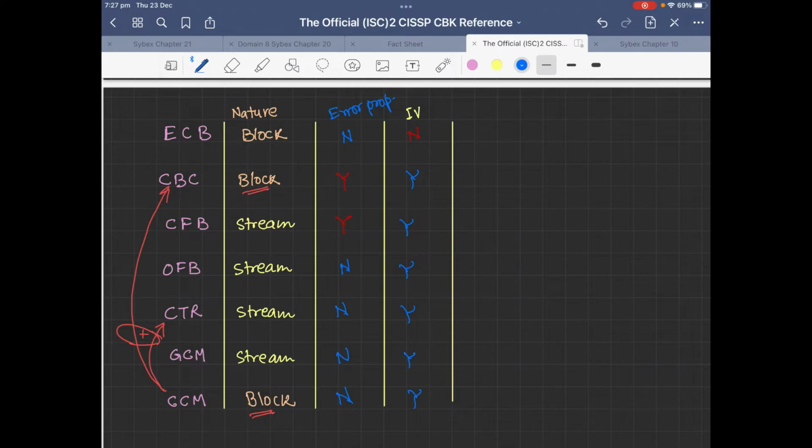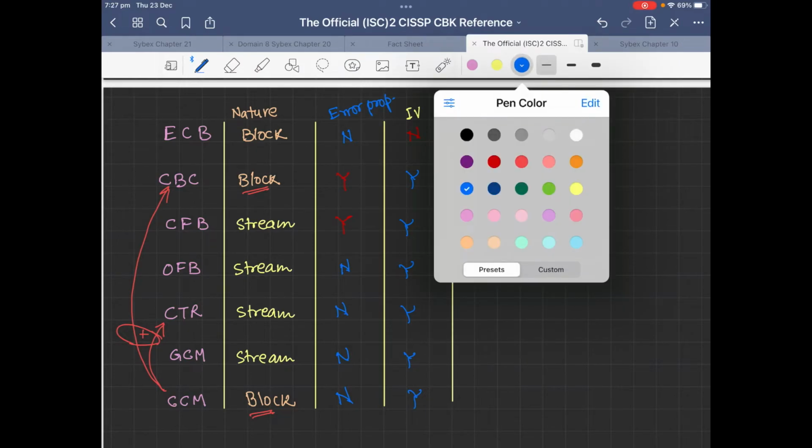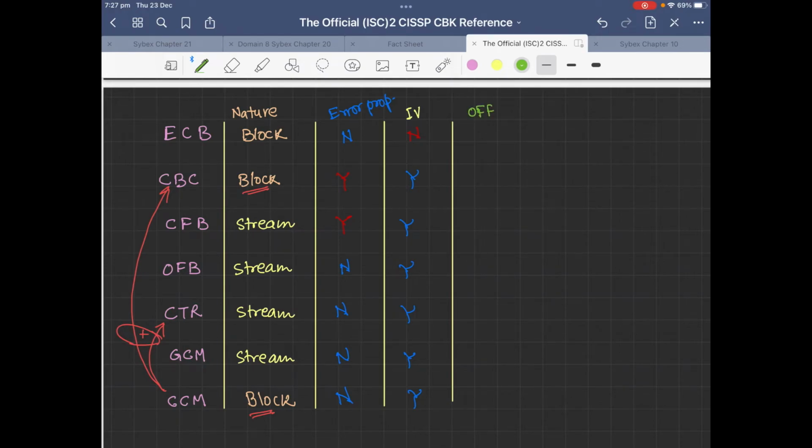So from an exam perspective, the column number one, which one is block, which one is a stream. Error propagation is also important, which modes propagate error. So we know that there are two cryptographic modes of operation, CBC and CFB, which propagate error, right? Now, what do they offer? What are the offerings? So basically all of them offer confidentiality, but the last two, they do provide authenticity as well.